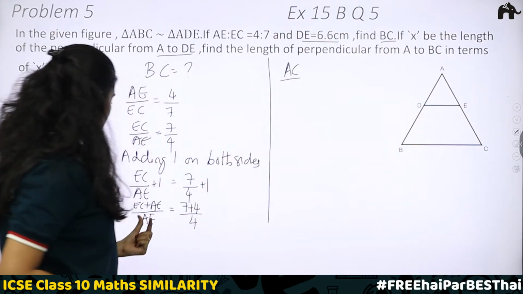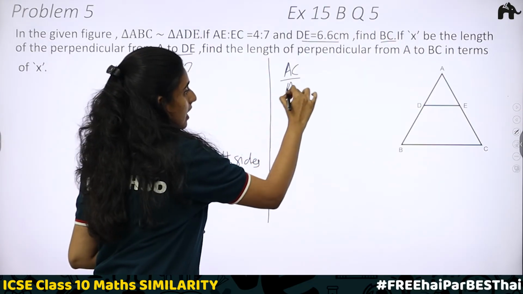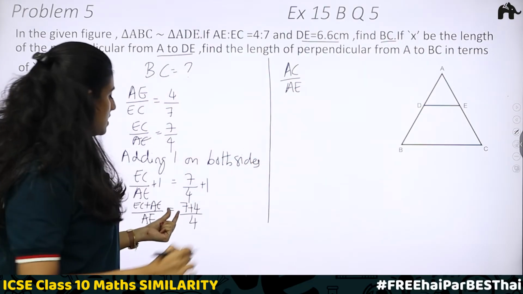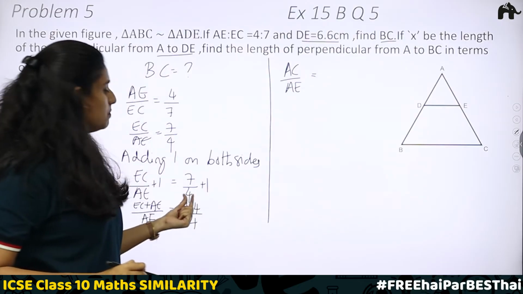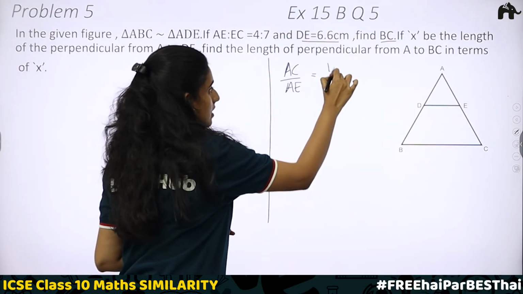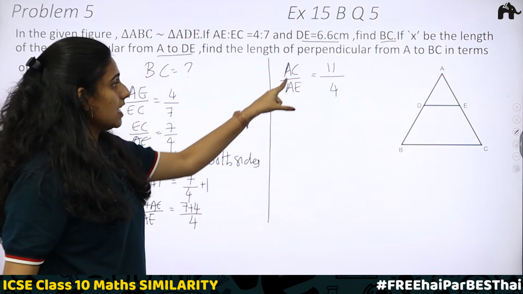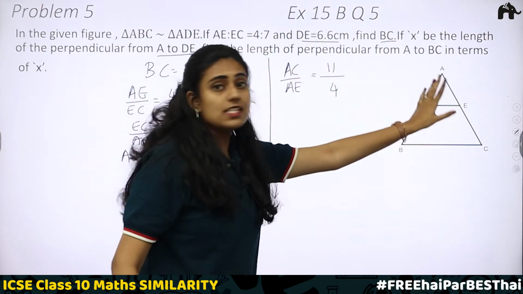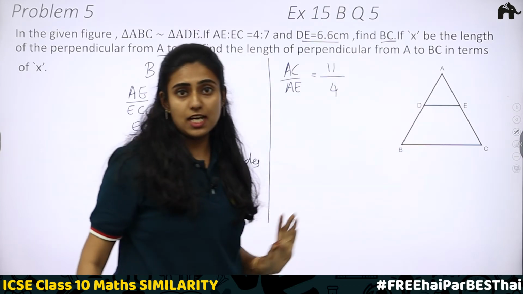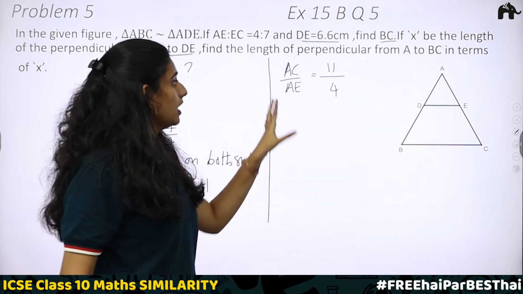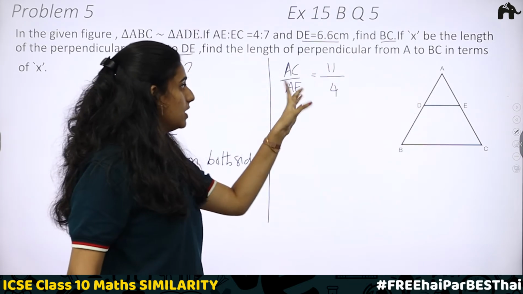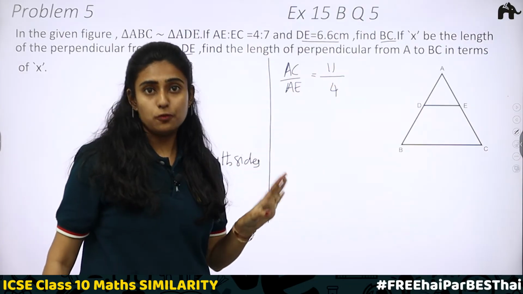AC divided by AE. Here we have AE equal to 7 plus 4, which is 11, divided by 4. AC and AE are the corresponding sides of the similar triangles. We got the ratio of the corresponding sides of similar triangles as 11 by 4.